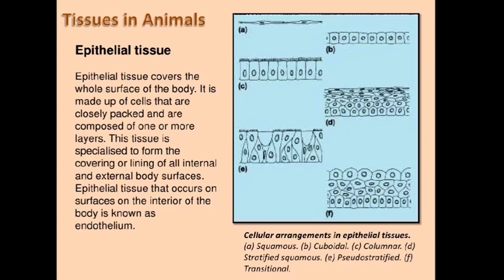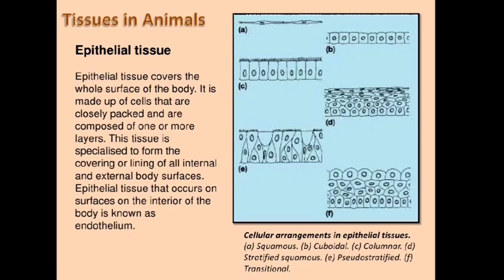The first type of animal tissue, that is epithelial tissue, covers the whole surface of the body. It is made up of cells that are closely packed and are composed of one or more layers. This tissue is specialized to form the covering or lining of all internal and external body surfaces. Epithelial tissue that occurs on the surface on the interior of the body is known as endothelium.